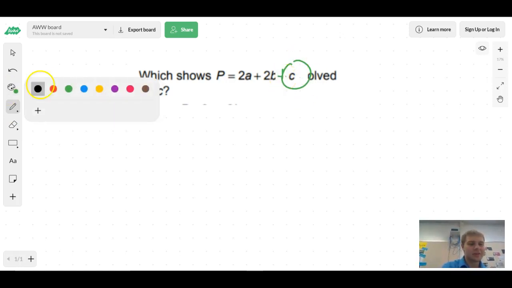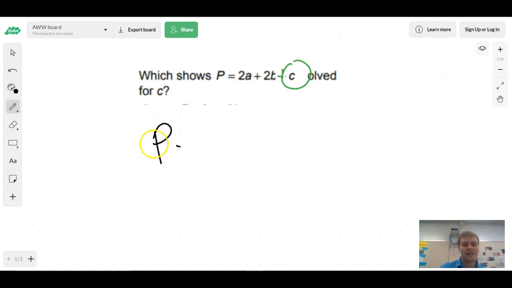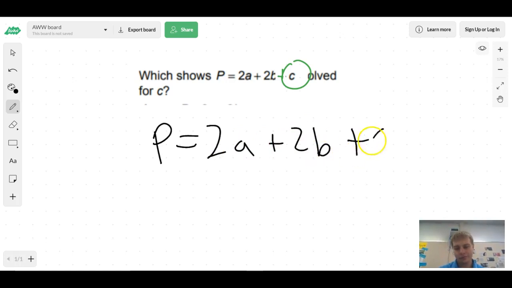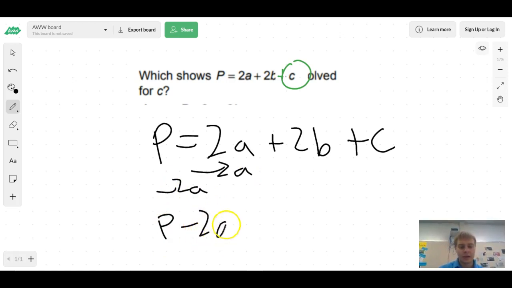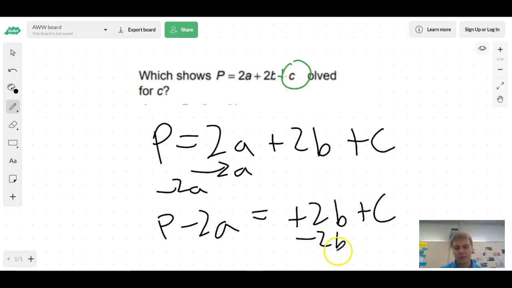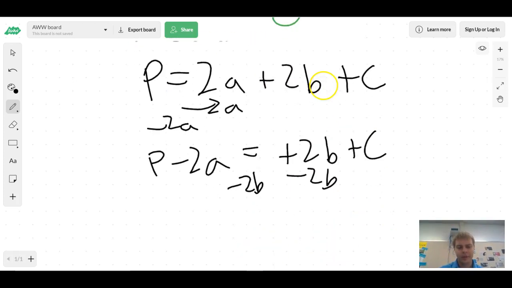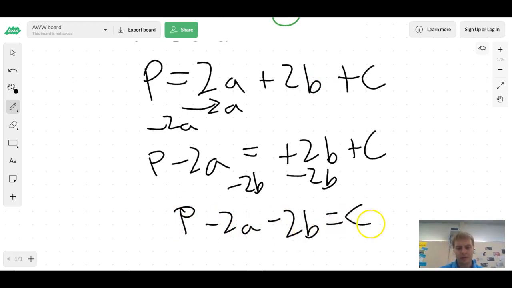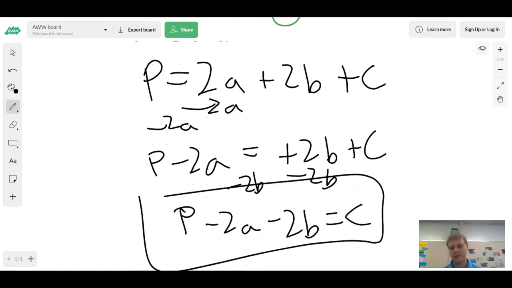So on this one, when you want to solve for C, it's like the other ones that we just did before. We want to move the A and the 2B over. So to move the A, I'm going to subtract 2A over. And then to move the B, I'm going to subtract the 2B over. And then we're going to end up getting 2A minus 2B is equal to C. And that would be my final answer.